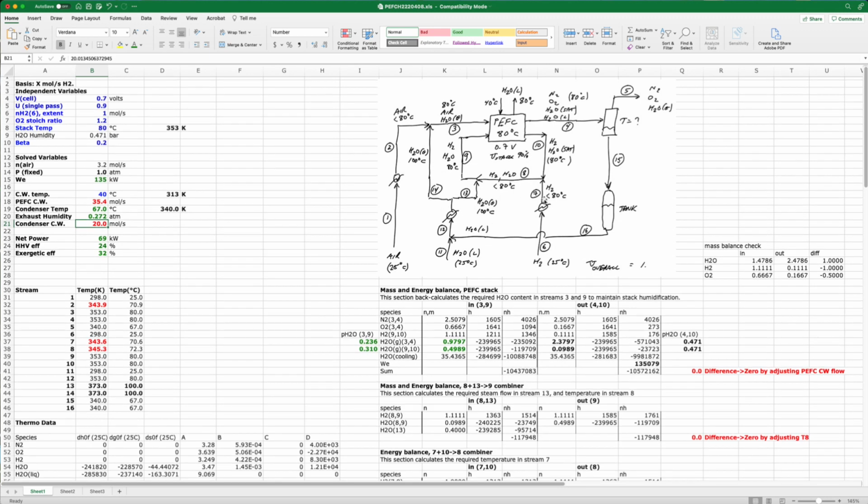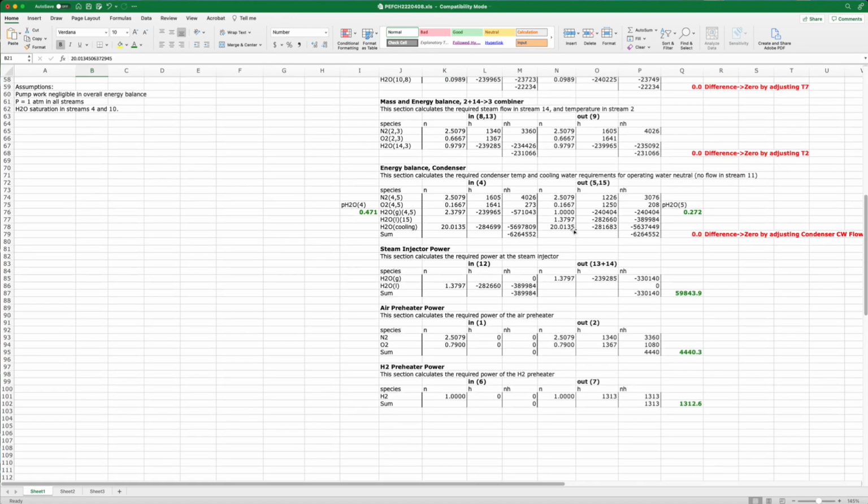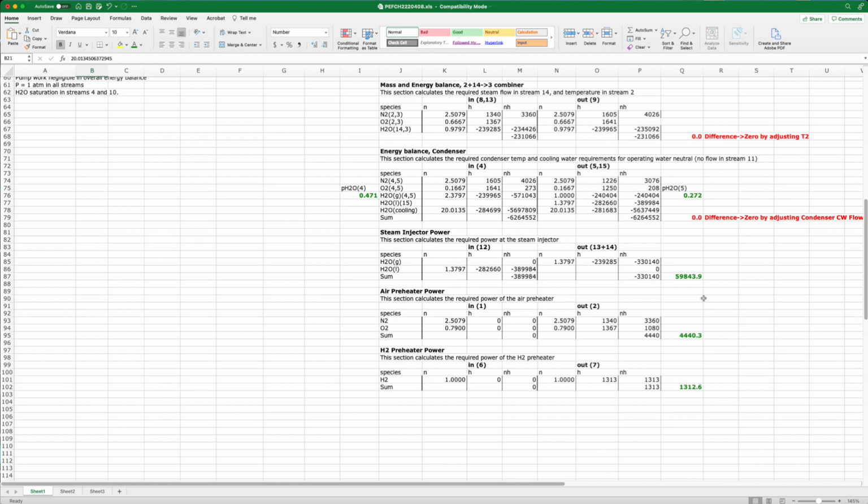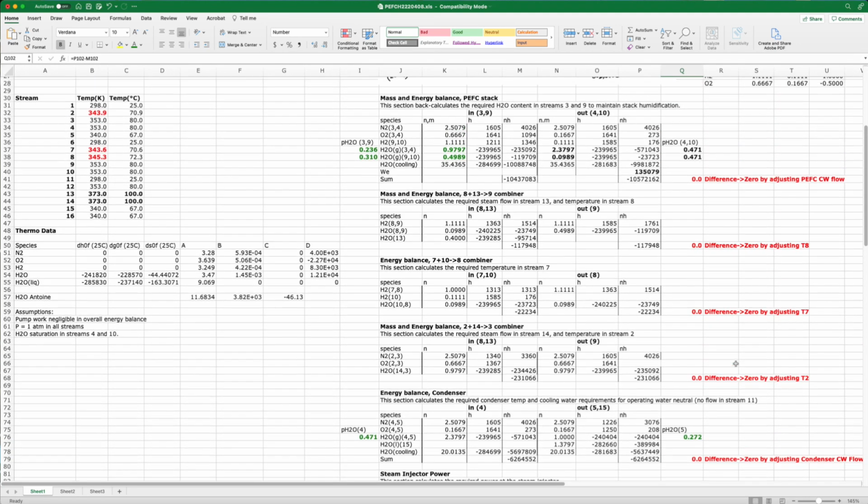And we can do that by energy balance because we know the flow rates in these three streams. We can calculate the enthalpy difference and determine how much electrical power is needed in each of those heaters. And it turns out to be quite a bit. 60 kilowatts in this case for the steam injector, and then we also have about 5 or 6 kilowatts that we need for the gas preheaters.